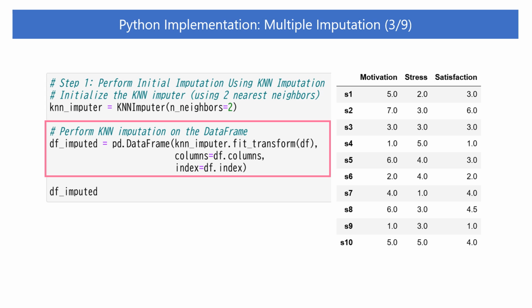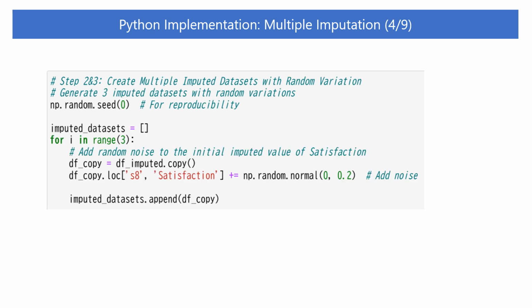In the next part, apply KNN imputation using fit_transform and convert the results to a data frame. Fit_transform learns the features of the data using fit and then imputes the missing values based on the learned features using transform. In this part, we create multiple imputed datasets by adding random variation to the data after initial imputation. Below, I will explain the code line by line.